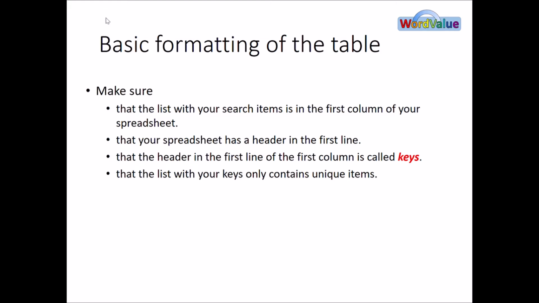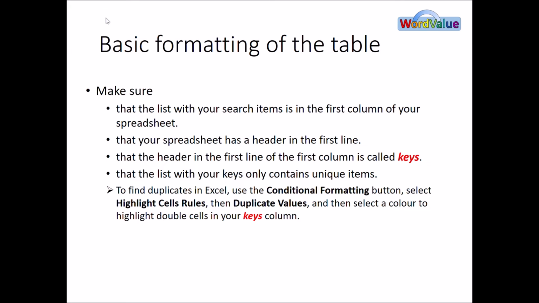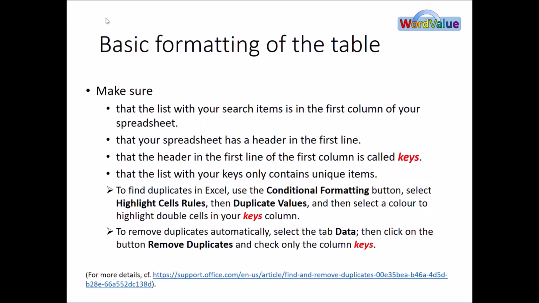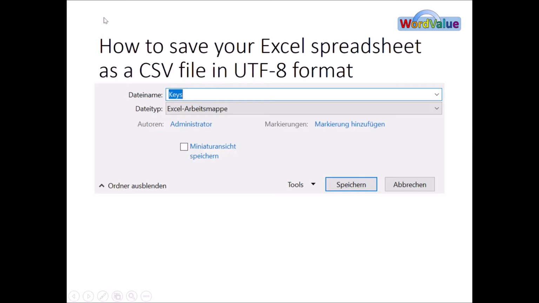The list with your keys must only contain unique items, which means if, for instance, you have the verb love and the noun love in your list, you need to get rid of one of them. To find duplicates in Excel, use the conditional formatting button. Select Highlight Cells Rules, then duplicate values, and then select a color to highlight double cells in your keys column. To remove duplicates automatically, select the tab Data, then click on the button Remove Duplicates and check only the column Keys.